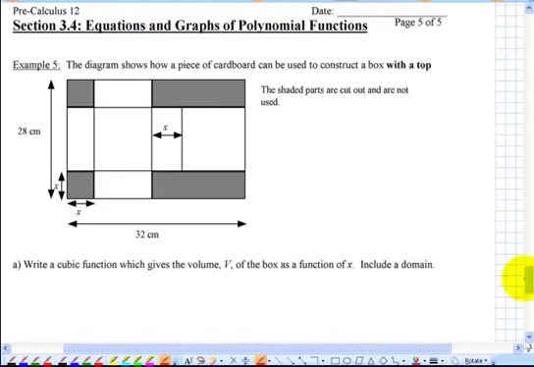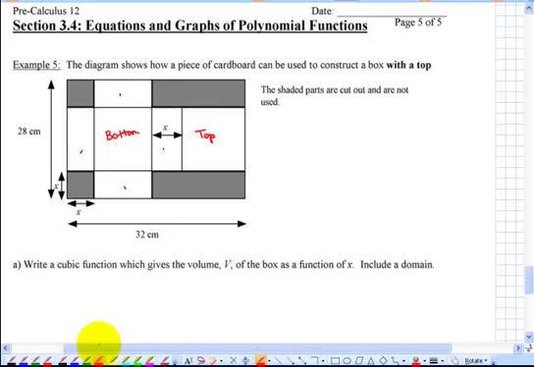So this one says, the diagram shows how a piece of cardboard can be used to construct a box with a top. So you think about it, I'm going to take this big piece of cardboard and I'm going to cut off some parts. So the shaded parts are cut out and aren't used. So hopefully you can see this. This would be like the bottom. And the matching top would be here. And these are the four sides of the box, right?